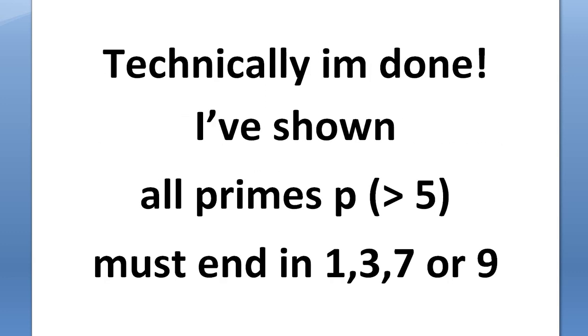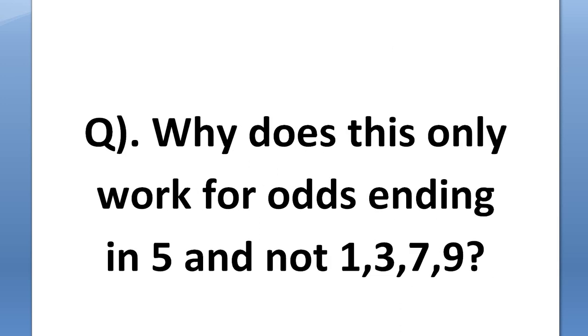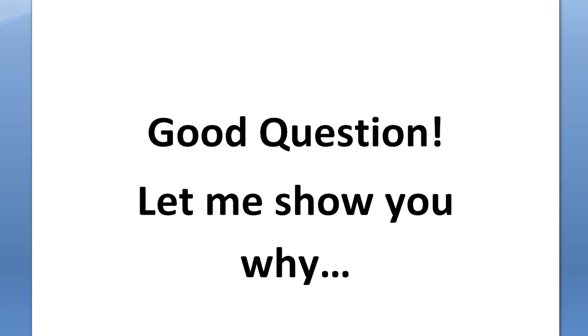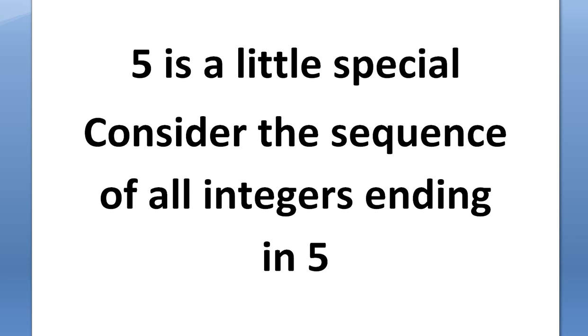Well, technically I'm done. I've shown that all primes p bigger than 5 must end in 1, 3, 7 or 9. Why does this only work for odds ending in 5 and not 1, 3, 7 or 9? Good question. So let me briefly show you why. I won't go into too much technical detail. So 5 is a little special.